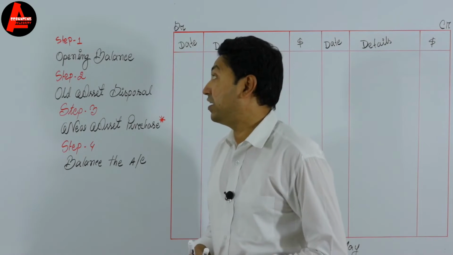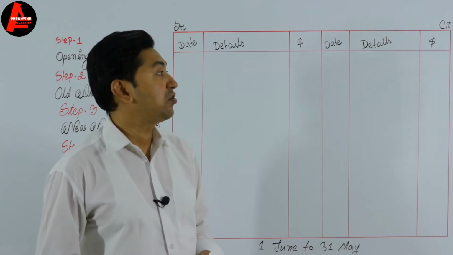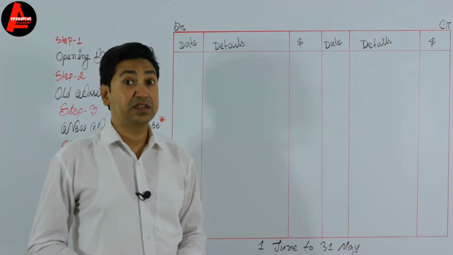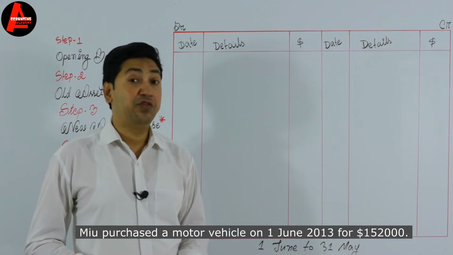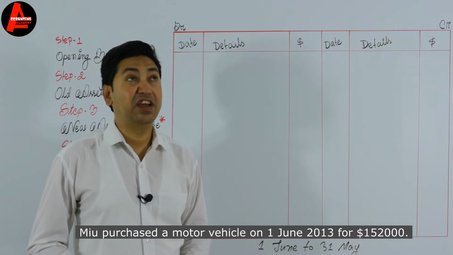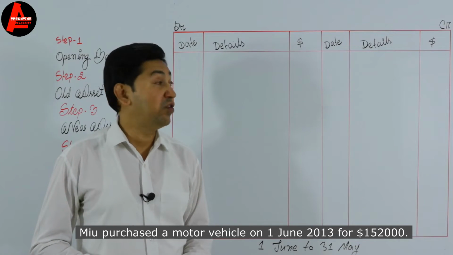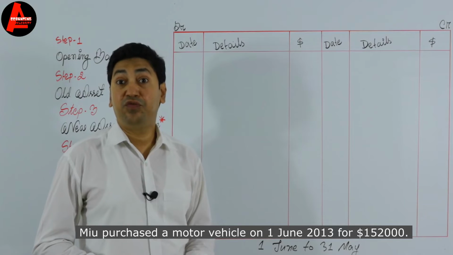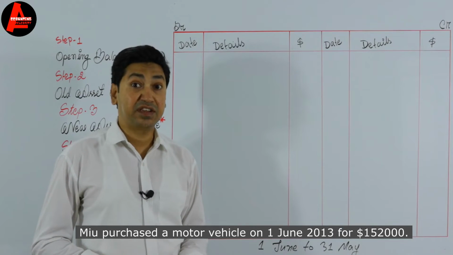Okay, let us start with step 1, opening balance. In the question, on 1st June 2013, she purchased a motor vehicle for $152,000. In 2013 there is no transaction in our account year, so we will start from 2014.